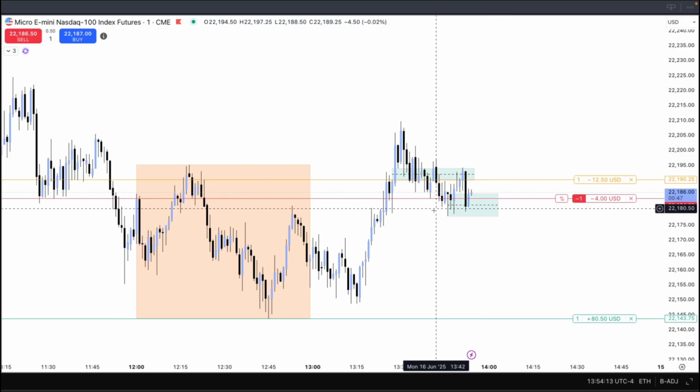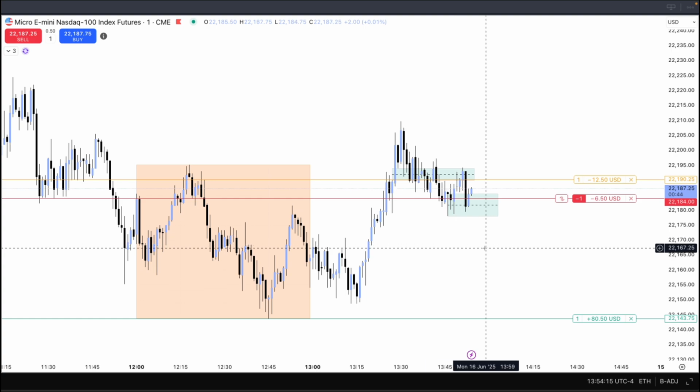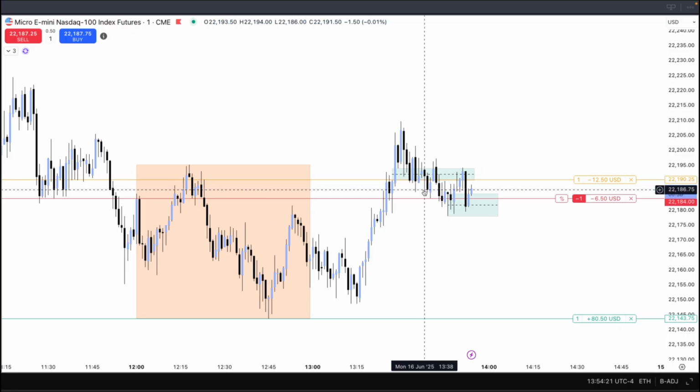Now I want to see it break lower, like go, like right now. That's what I was telling myself in my mind. Like, break lower right now. Okay, great. It's breaking lower.